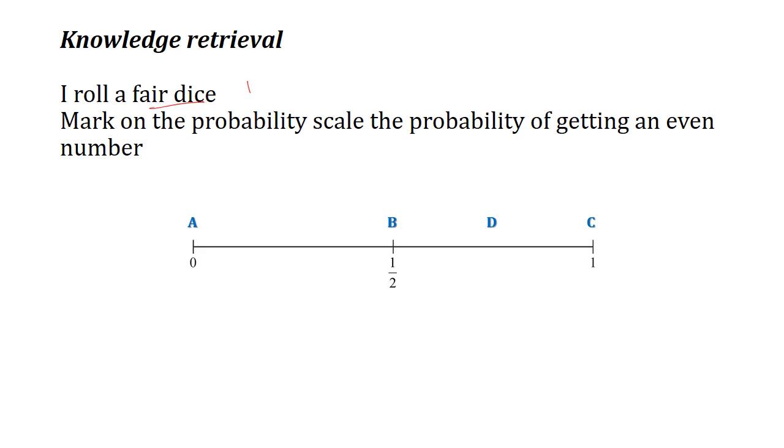Right, once again, fair dice numbered 1 to 6. Even numbers are 2, 4 and 6. That is 3 outcomes out of a total possible 6 outcomes, which simplifies to 1/2. So B was correct. And the next one. Right, once again, numbers 1 to 6, the probability of getting a number less than 8. All of the numbers are less than 8, therefore it's certain to get a number less than 8. Therefore C was the correct answer.